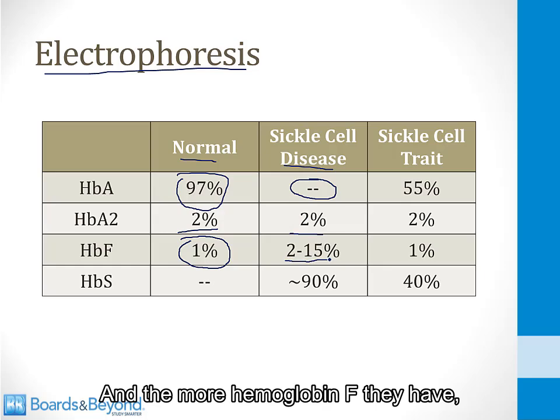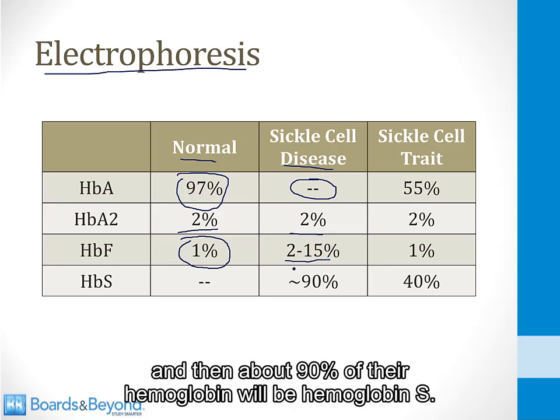And the more hemoglobin F they have, the less symptomatic they will be. And then about 90% of their hemoglobin will be hemoglobin S.